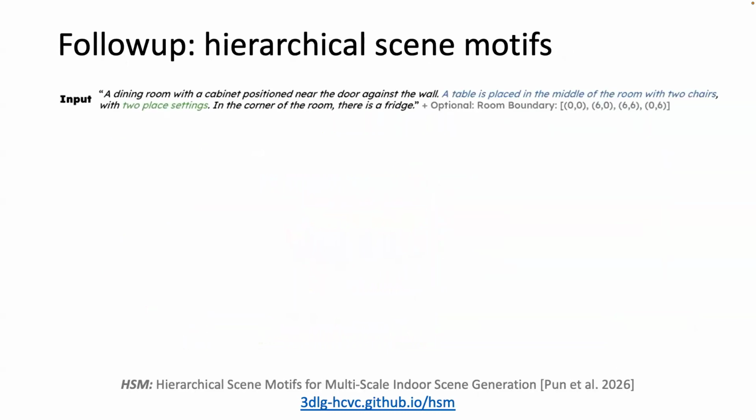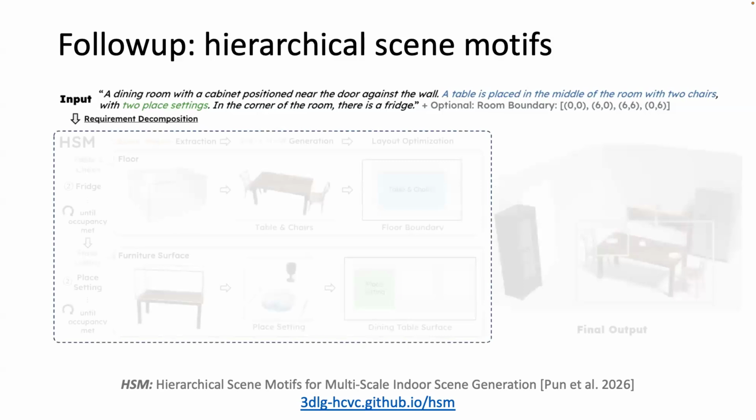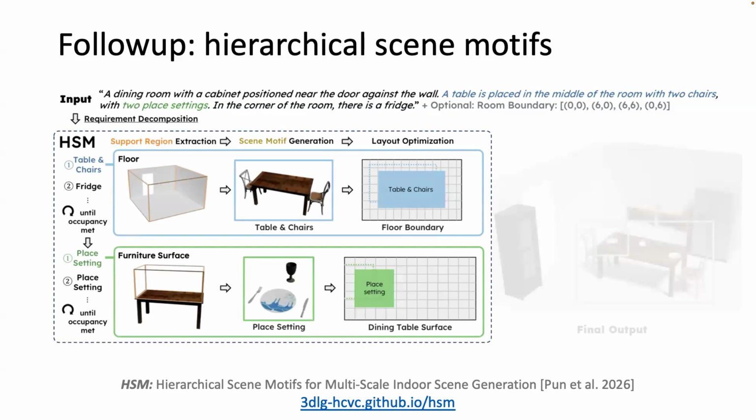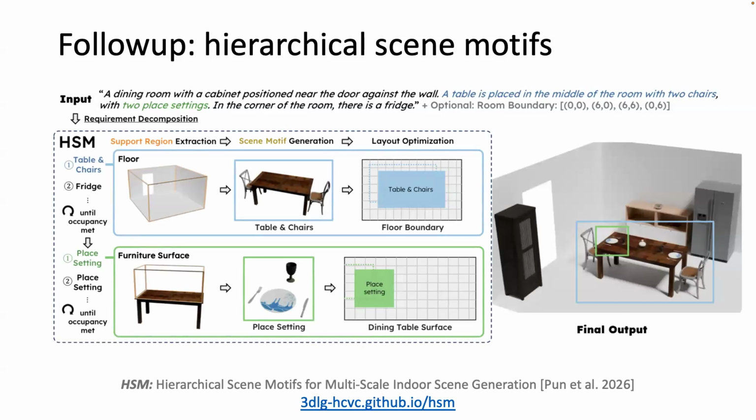As follow-up work to this, from this year, we extended this strategy at the scale of entire rooms. Here you see an input description at the top, describing a dining room arrangement. And really the idea here is to decompose this long sentence into various spatial scales, starting from the scale of the whole room, laying out the dining table in the space of the room, and then continuing on to other smaller scale surfaces, such as the tabletop surface, to produce this layout that you see on the right.